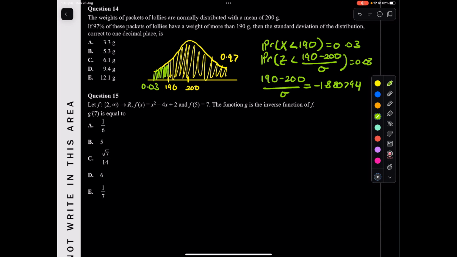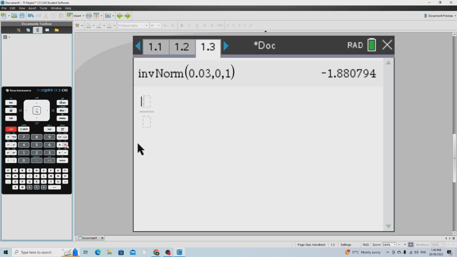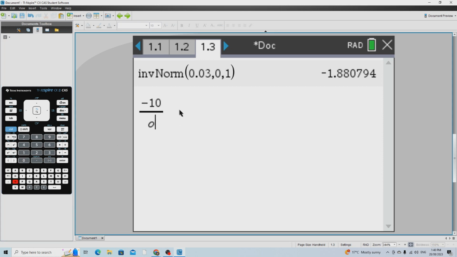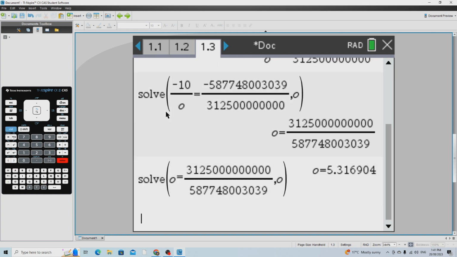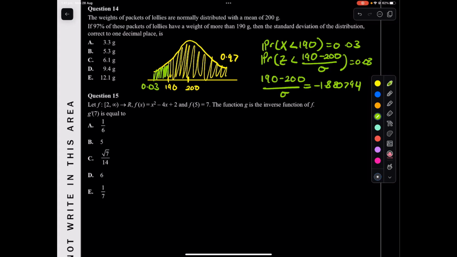Using your calculator to calculate your standard deviation, it's like saying, okay, 190 minus 200 will be negative 10. Let's say sigma equals answer. We can say solve answer for sigma. And we get 5.3. Okay, so 5.3. B looks like the right answer for that one.